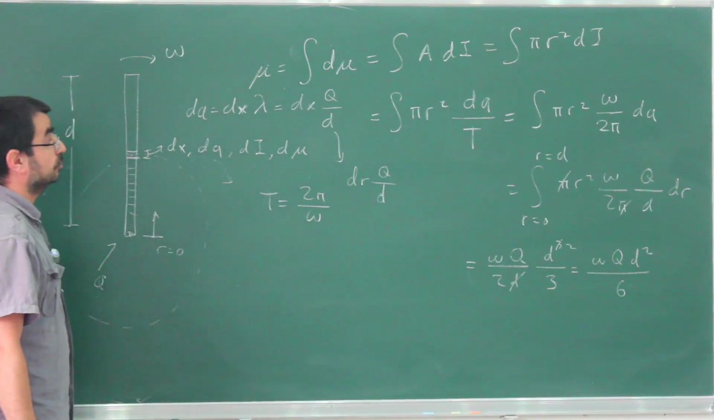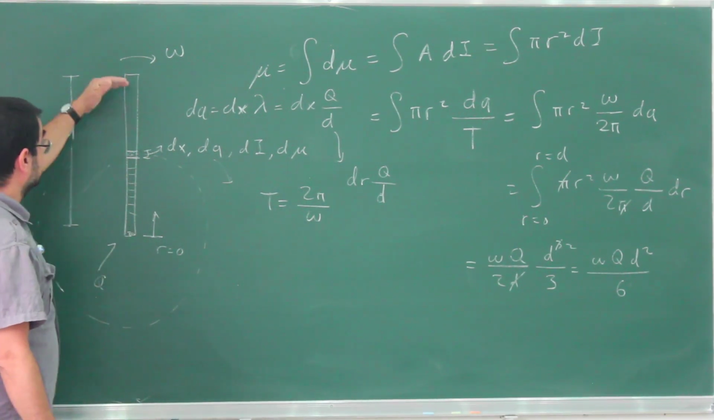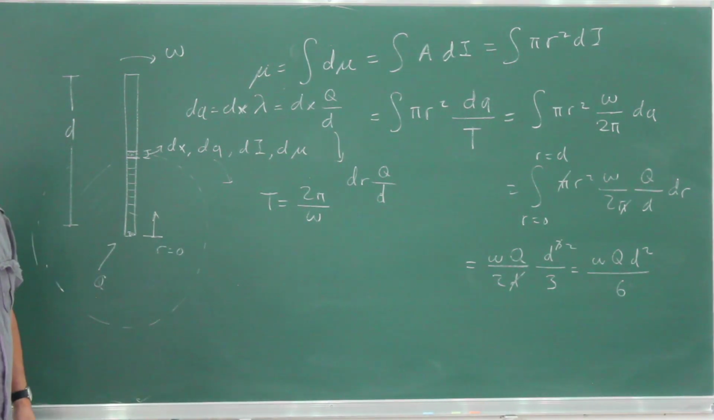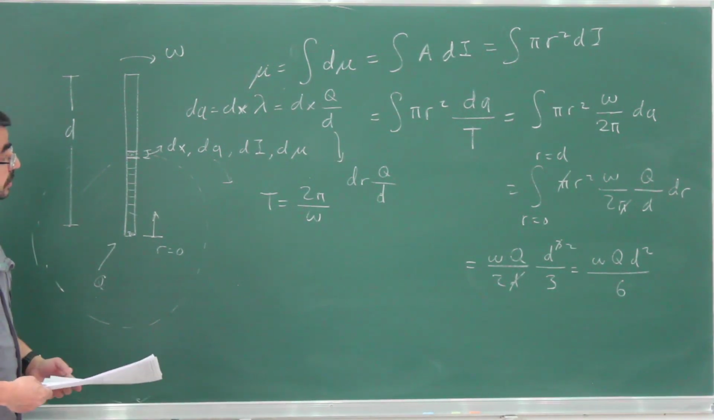Right? So this will be the total magnetic moment that's arising from these little loop-like things that are carrying current-like stuff. And this is in fact the answer given in the answer sheet.